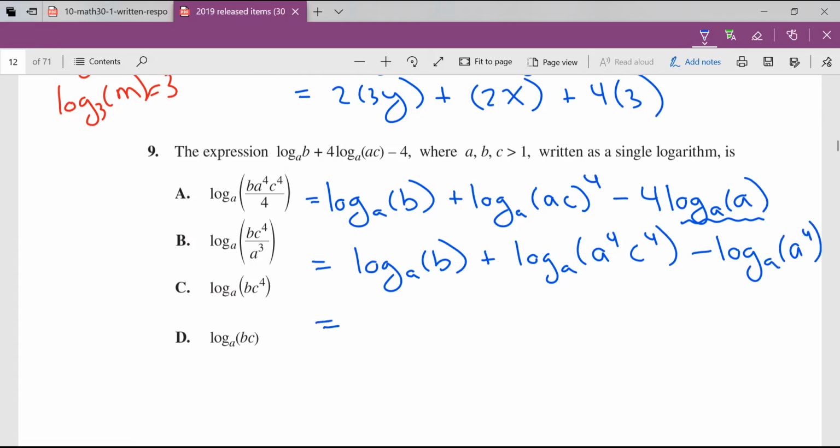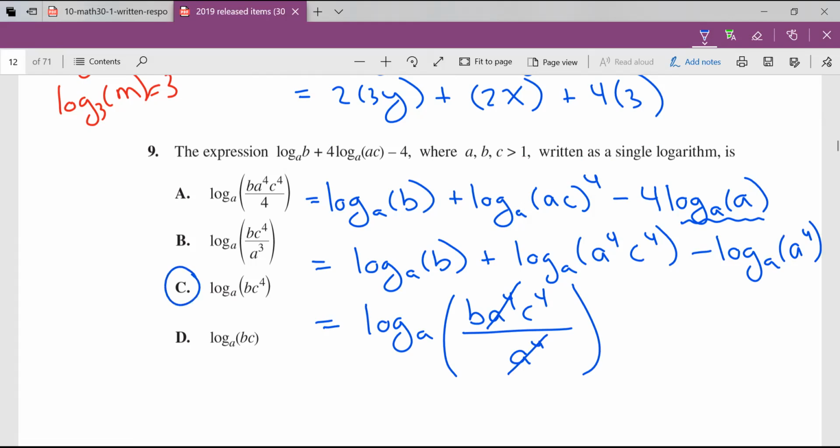And now I combine using my laws of logarithms. So if it's addition, it turns into multiplication, so I multiply these together. And if it's subtraction, it's division. And I can see that my a^4s divide out. And guess what? I see answer C right there. Okay, so I think the sneaky part of that one was converting that 4 into log base a of a, right? That's not always the most obvious thing to do, but that's a little factoid that you need to know.